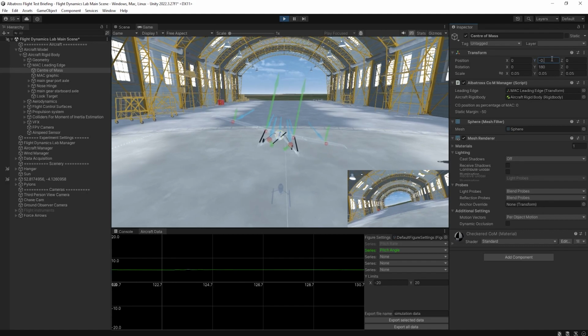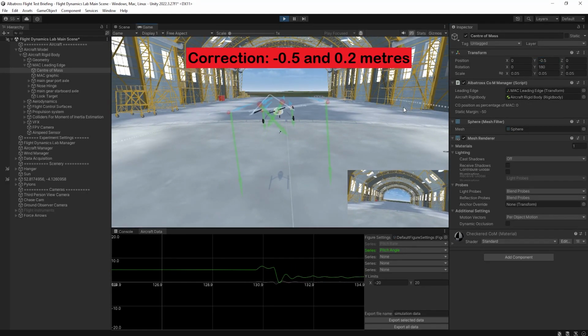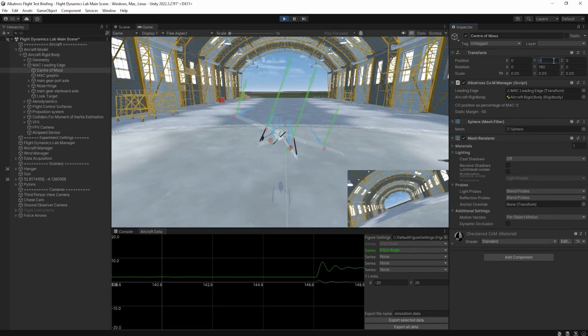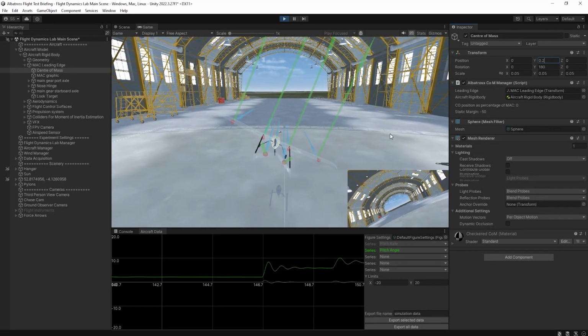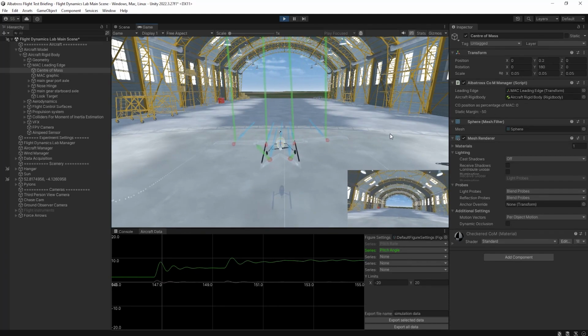The aircraft changes its pitch angle as the CG is moved in the vertical axis. The CG was varied between minus 0.3 meters and 0.3 meters to demonstrate this effect. The pitch angle can be seen as changing in the graph at the bottom of the screen due to the moment produced by the thrust arm.